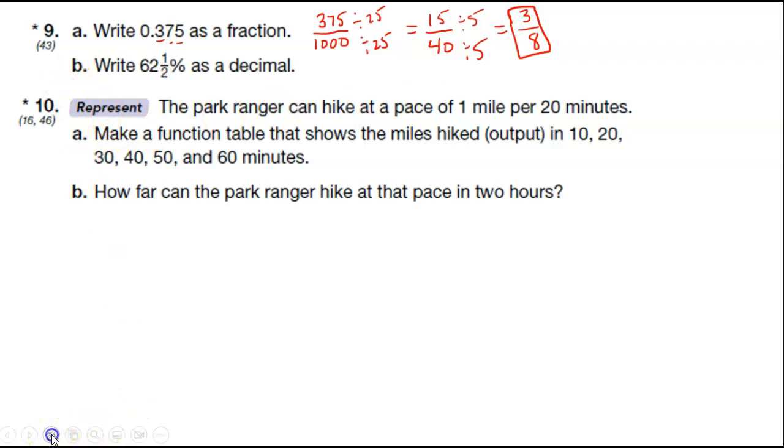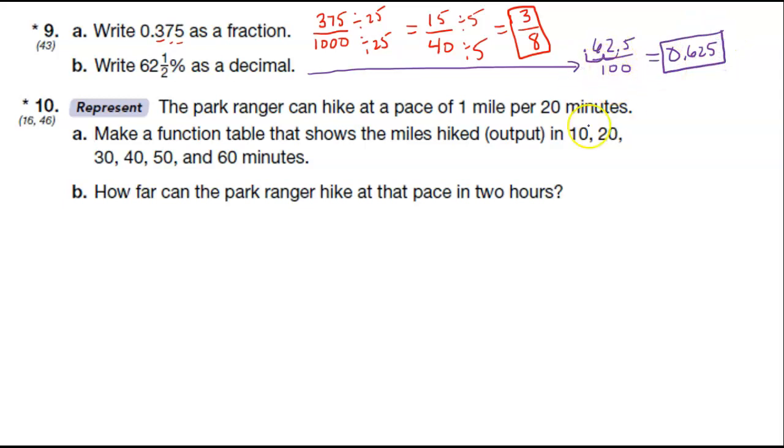And then B, let me change colors. B says write 62.5% as a decimal. So I'm going to come over here to do that. 62.5% is per 100. I know that if I divide by 100, it's going to move this decimal 2 places this way. So I have 0.625, and you can divide that if you don't believe me.